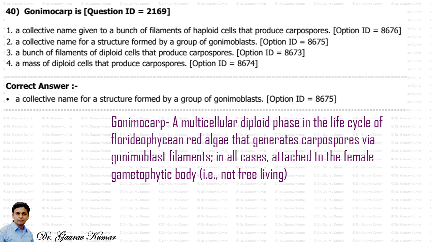Next question. Gonimocarp is. So gonimocarp is a multicellular diploid phase in the life cycle of Florideophycean red algae that generates carpospores via gonimoblast filaments, in all cases attached to the female gametophytic body, that is, not free living. So the option that gonimocarp is a collective name for the structure formed by a group of gonimoblast is correct. Okay, this is also important. The gonimocarp is formed from gonimoblast cells, and the filaments that they form are called gonimoblast filaments.